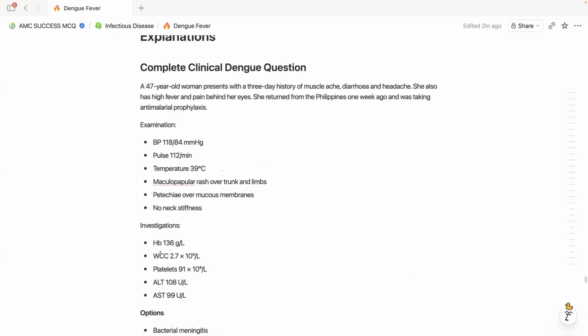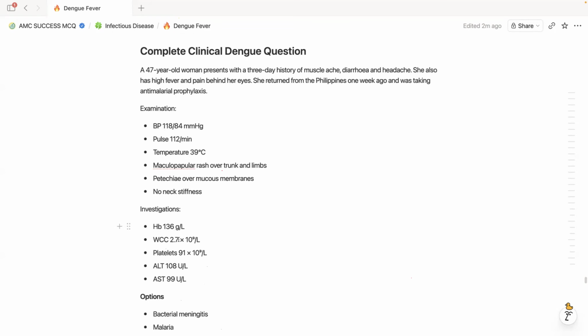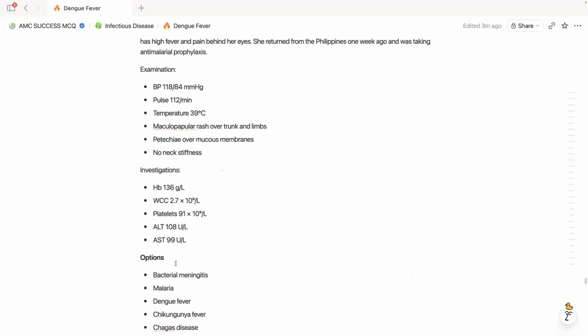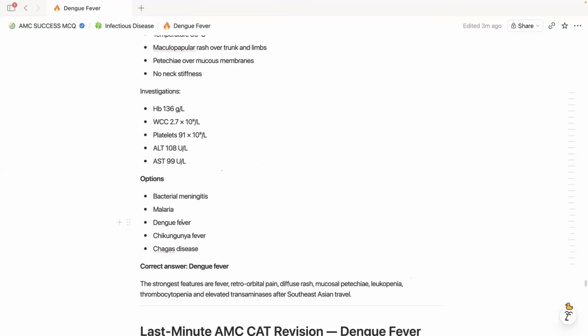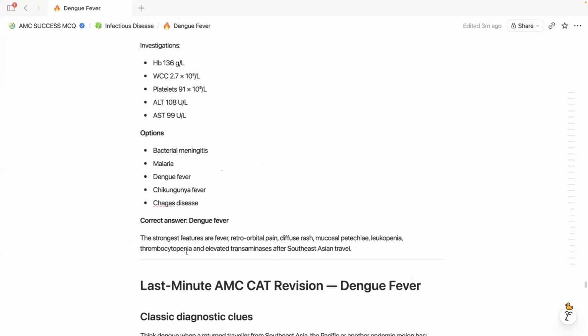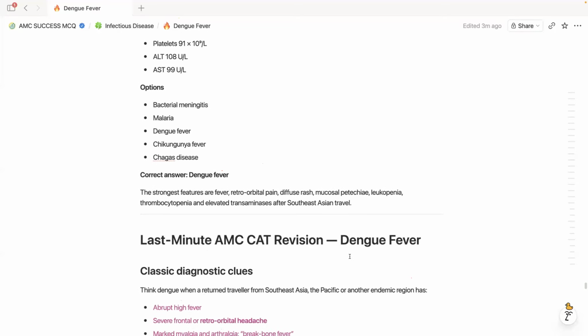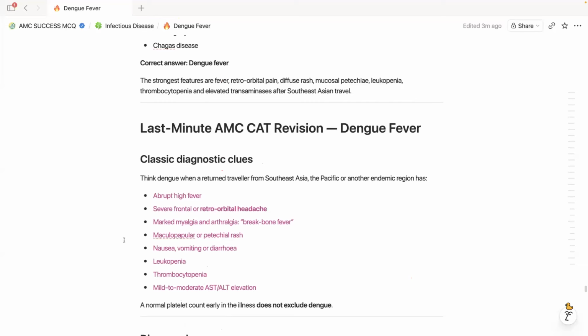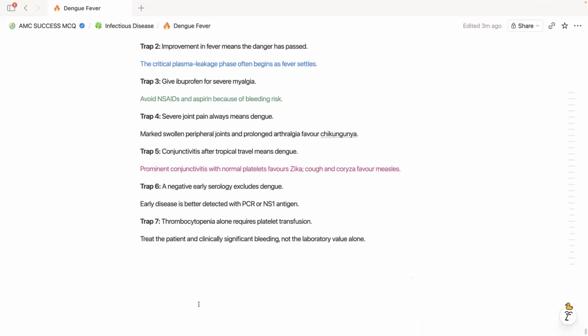Now, investigations: hemoglobin 136, WCC 2.7, platelets 91, ALT and AST high. Options: bacterial meningitis, malaria, dengue, chikungunya, Chagas disease. This is dengue because of the strongest features: fever, orbital pain, diffuse rash, mucosal petechiae, leukopenia, thrombocytopenia, and elevated transaminases, with Southeast Asia travel as well. So we have read this. So dengue is done.